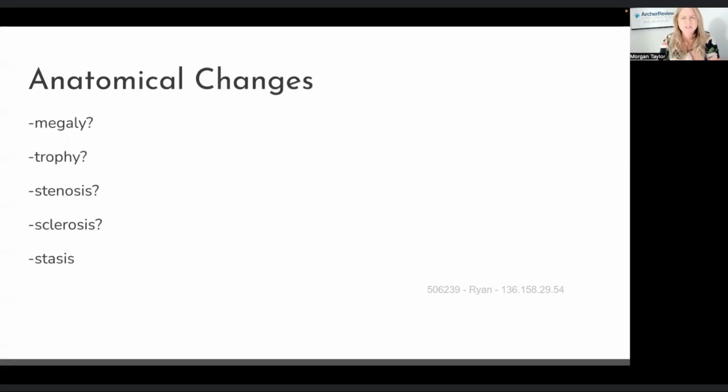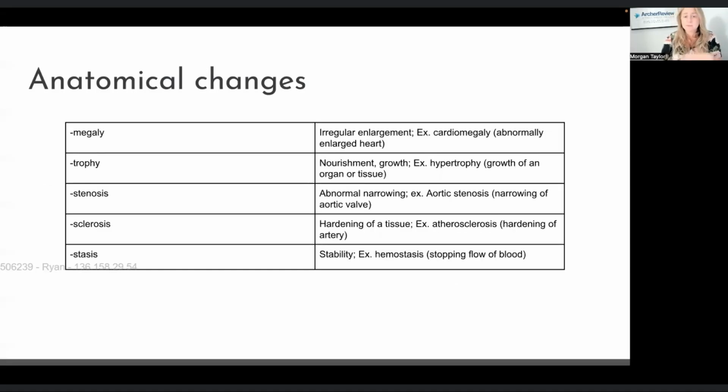Now, we also have several words telling us not just about where, but specific changes occurring in our anatomy. For example, megaly. Any word ending in megaly means it's growing bigger, irregular enlargement. Cardiomegaly, irregular growth of the heart. Trophy also means growth, hypertrophy, growth of that organ or tissue. For example, in our PEDS lecture, we talk about left ventricular hypertrophy in certain cardiac defects. That left ventricle abnormally grows bigger, hypertrophy.